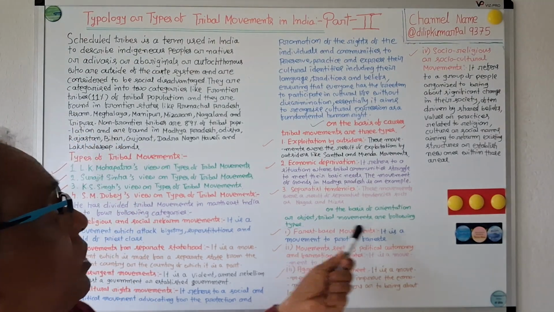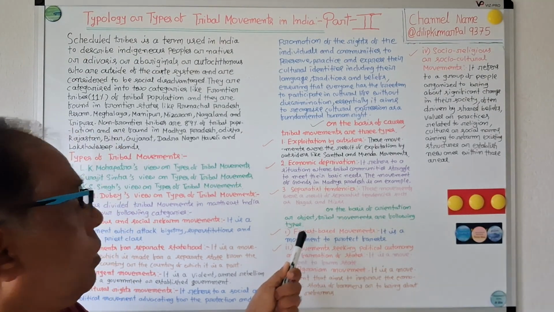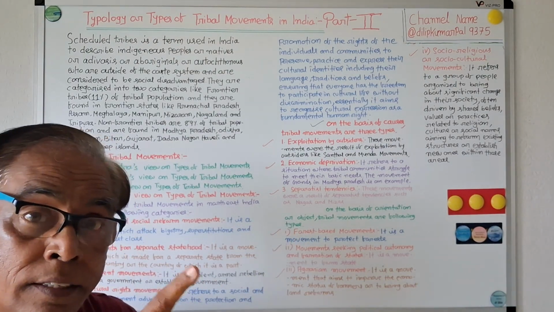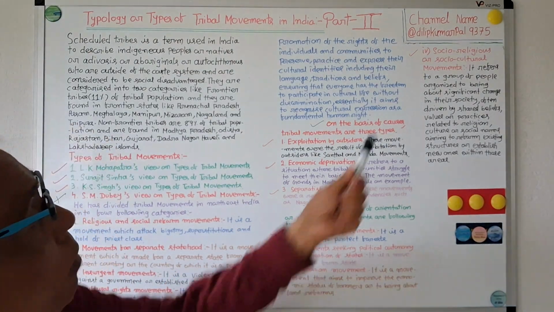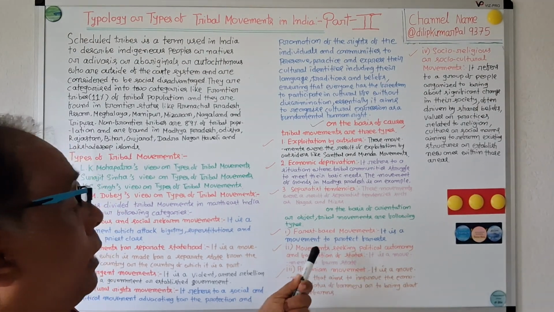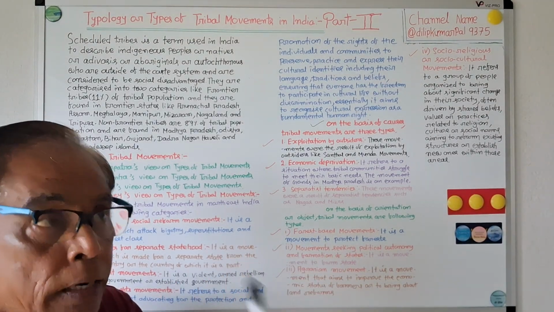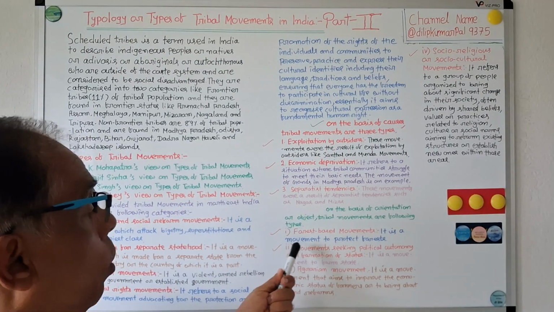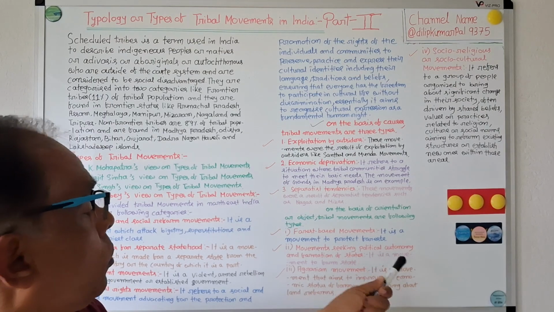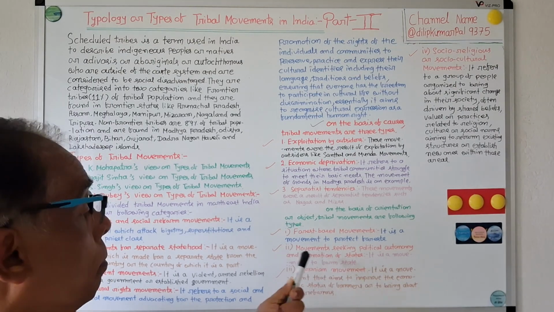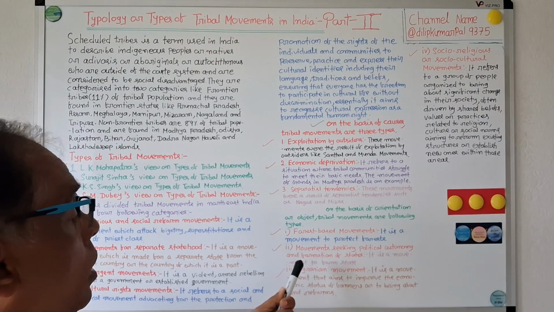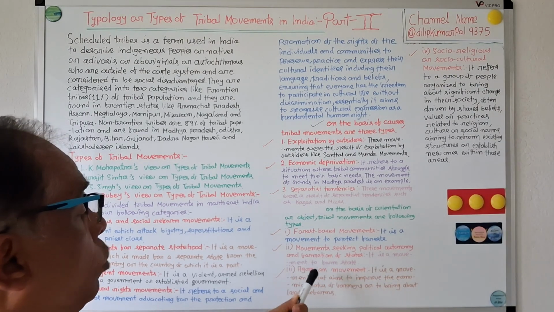Then, on the basis of orientation or object, again tribal movements are the following types. On the basis of orientation or objects, tribal movements are again 4 types. Number 1, forest-based movement. It is a movement to protect forest. Whenever movement is made to protect the forest, it is forest-based movement. Number 2, movement seeking political autonomy or formation of states. It is a movement to form a state.